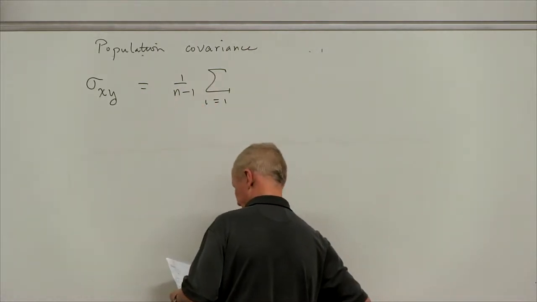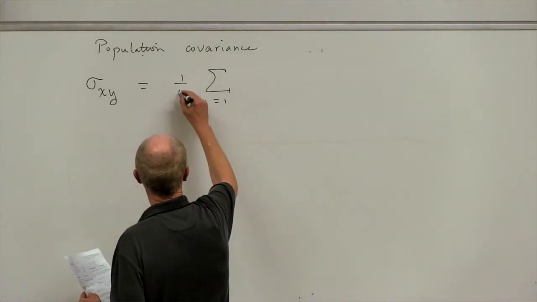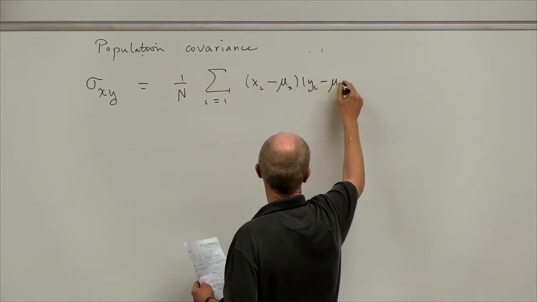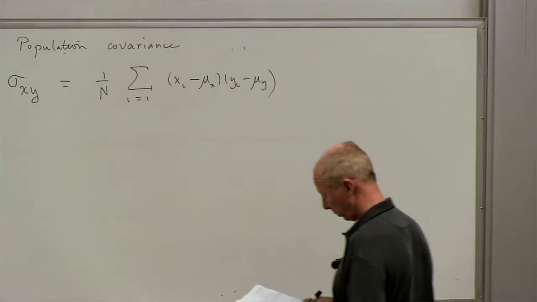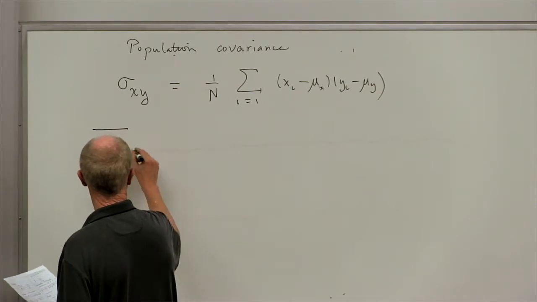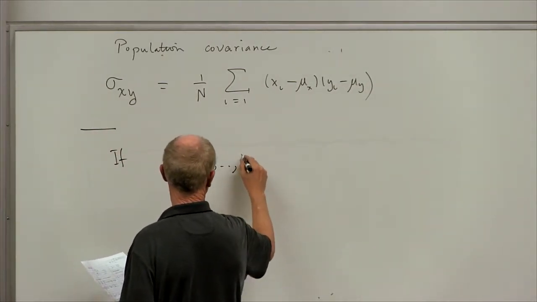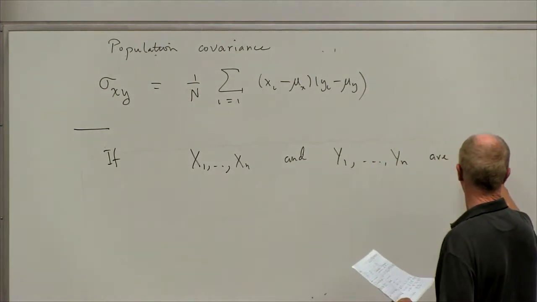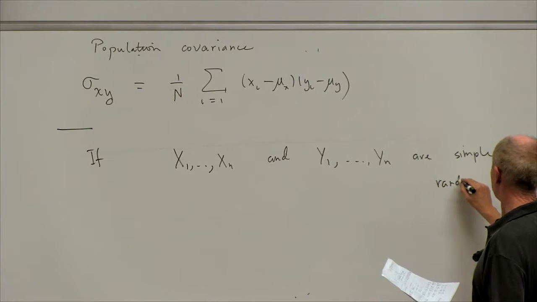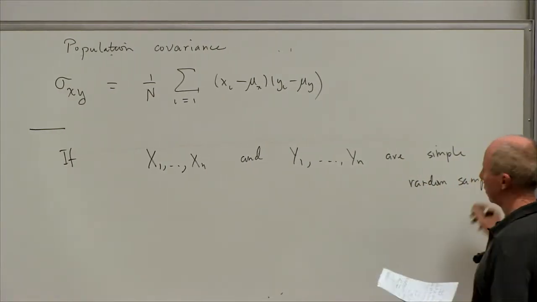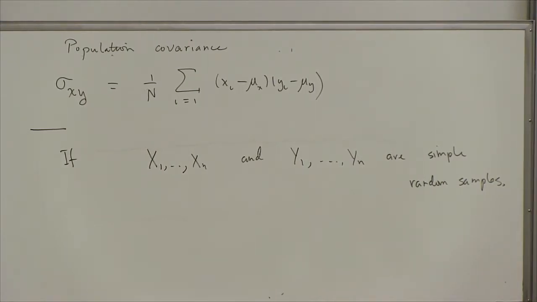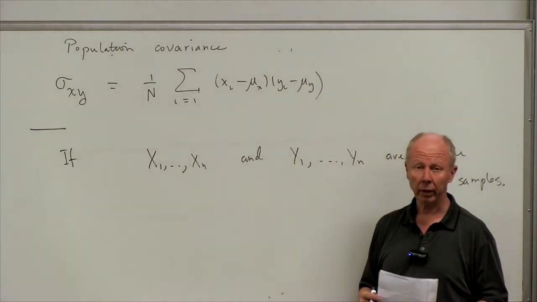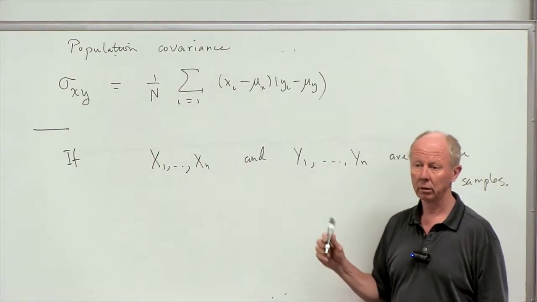I'm sorry. Which is this? Okay, so what does this mean? We sample little n individuals, and we take their x and y measurements. Okay.